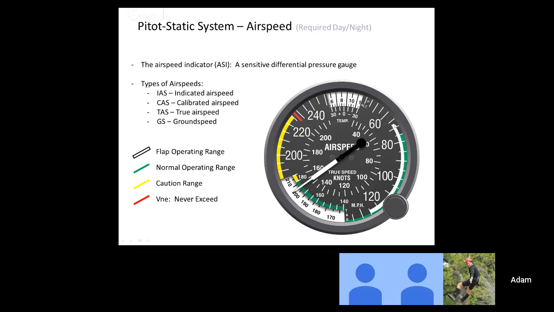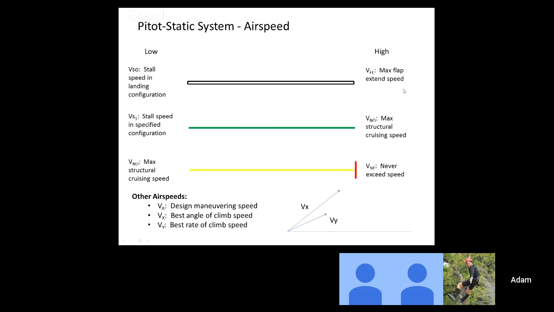So you can see that each of these points has a different V-speed. Maybe it's obvious now that we've talked about it, but the high or the maximum on the white arc is the maximum flap extend speed, beyond which you cannot extend the flaps.